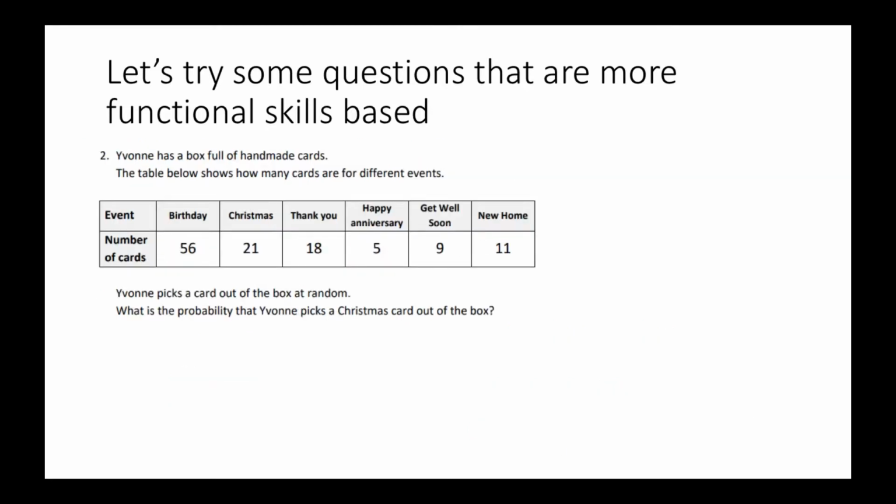Okay, let's look at another one. Yvonne has a box full of handmade cards. The table below shows how many cards are for different events. Yvonne picks a card out of the box at random. What is the probability that Yvonne picks a Christmas card out of the box?